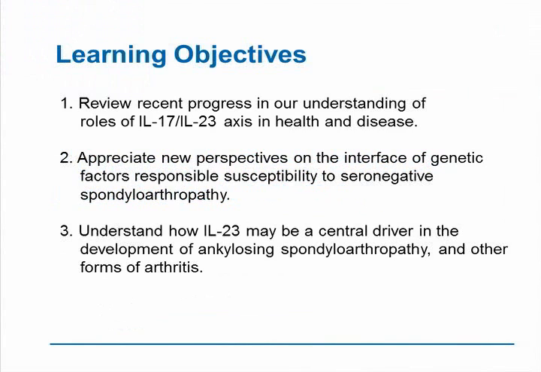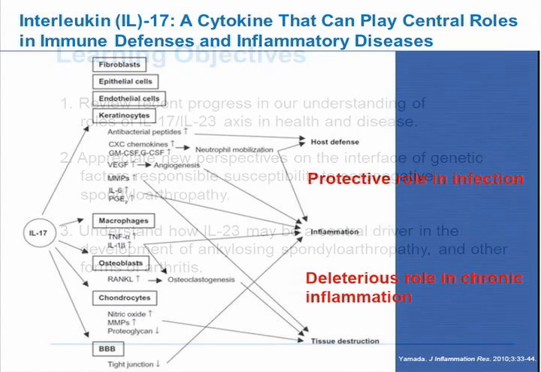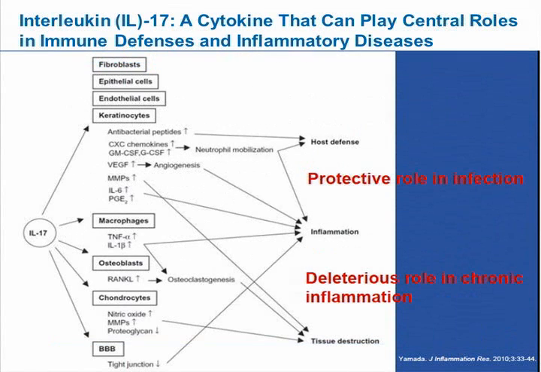So our learning objectives: we'll first review recent progress in our understanding of the roles of IL-17 and IL-23 in health and disease. And then from this, we're going to appreciate new perspectives on the interface of genetic factors responsible for susceptibility to seronegative spondyloarthropathies. And lastly, we're going to understand how IL-23 may be a central driver in the development of ankylosing spondylitis and related forms of arthritis.